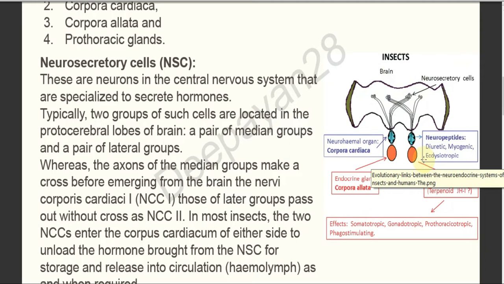Huh? Where will they go? Lymph. What? Hemolymph. Why hemolymph? Where have I told you about hemolymph? Have I told you neurosecretory cells are neurohemal? Or have I told you the corpora cardiaca is neurohemal?